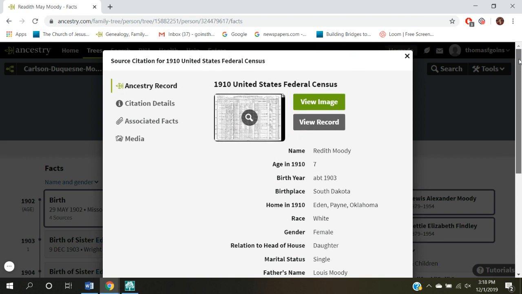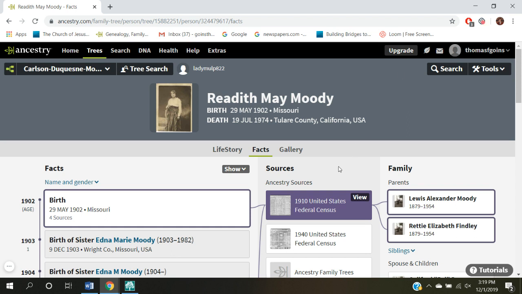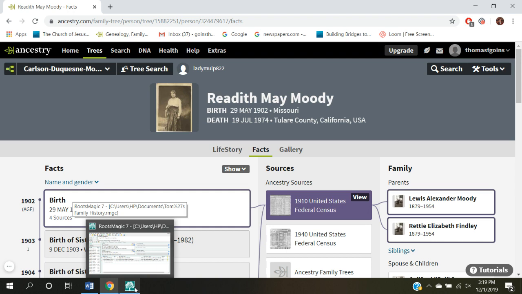Okay? So I'm going to think about it. She was born in 1902 in May in Missouri, it says, on the family tree. But in 1910, she was living with her family in Eden, Payne County, Oklahoma. So I'm going to presume that Redith May Moody was probably born in Wright County, Missouri. So I'm going to put that in for where her parents were married.